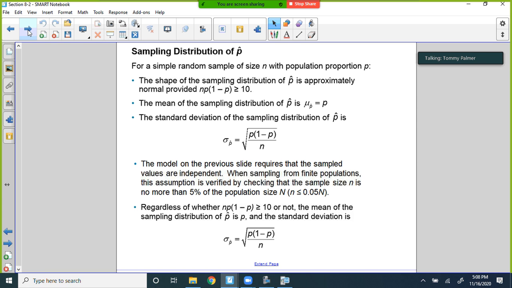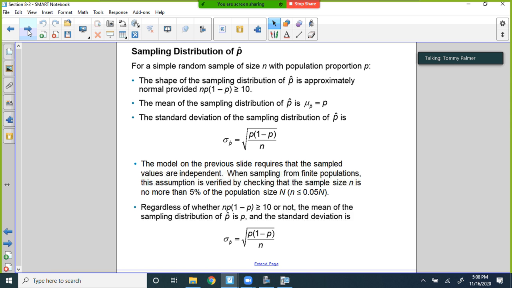Okay, so n is the number, p is the probability of success, right? A percentage, right? So 42%, that would be your p, right? 42% say that. And then 1 minus p, if it was 42%, then it would be 58, right? 0.58. So those numbers multiplied have to be greater than or equal to 10 for you to be able to apply the normal distribution on it, okay?